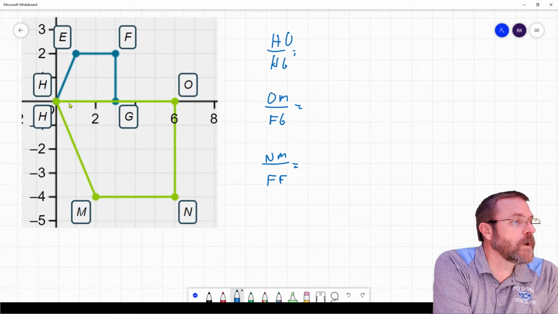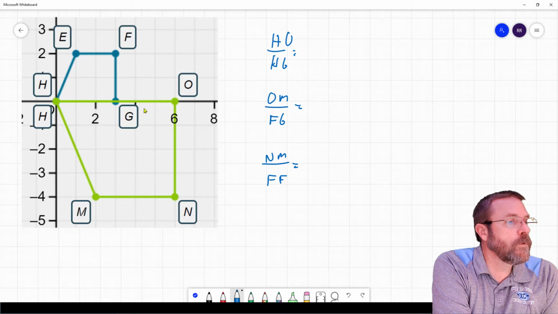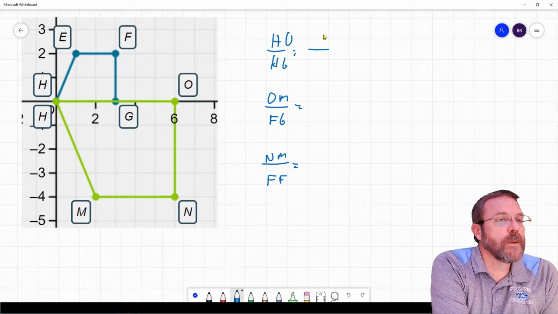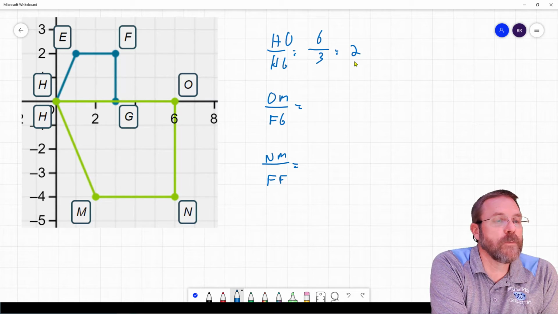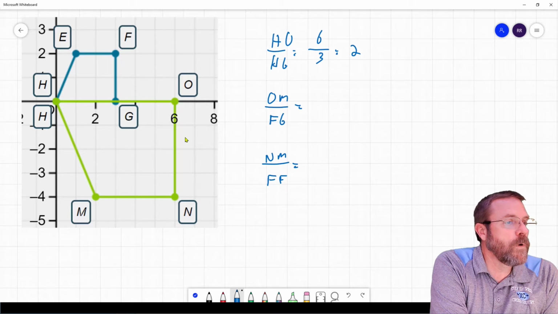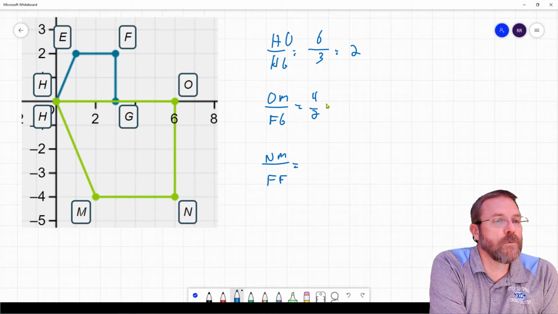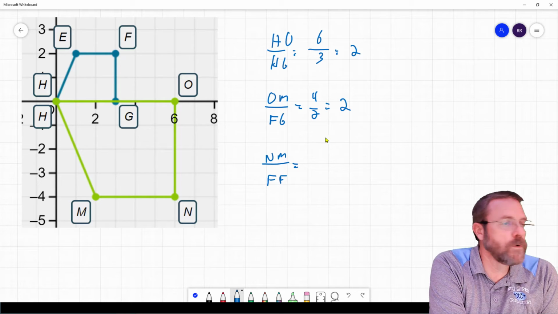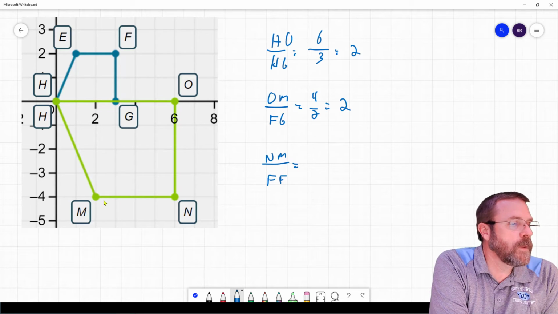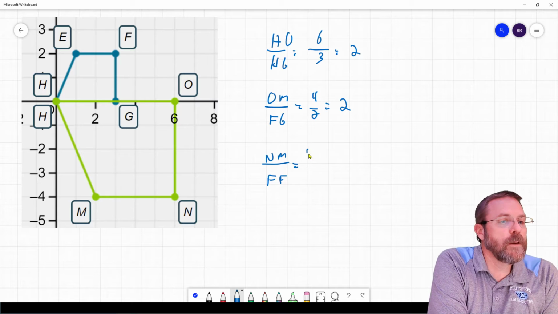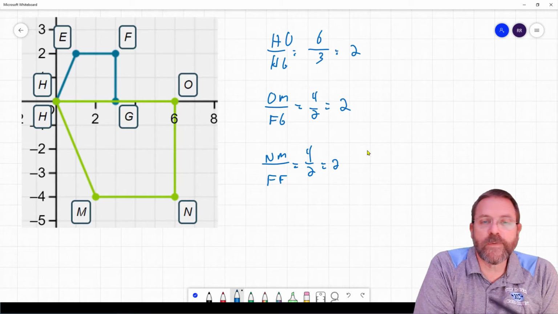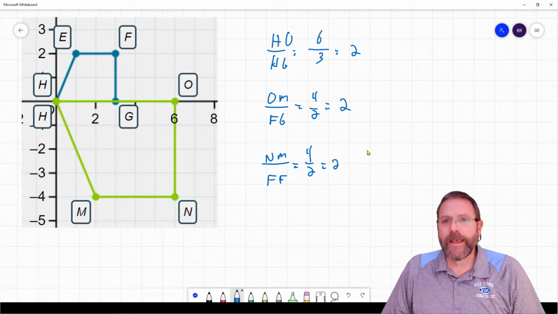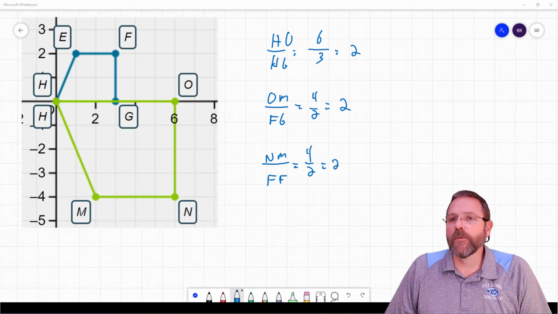So the first one, I've got 1, 2, 3, 4, 5, 6. So I can say that is a 6:3 ratio. That simplifies to be 2. Next, I've got 1, 2, 3, 4 compared to 2. A 4:2 ratio, also 2. And the next one is going to be a 4:2 again, also simplifies to be 2. So all three of those have the same scale factor of 2. That's going to be my first step in working this.